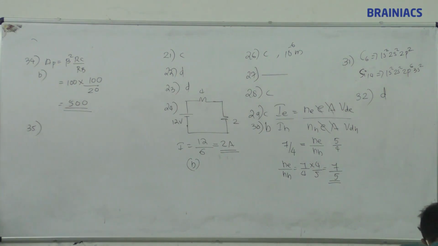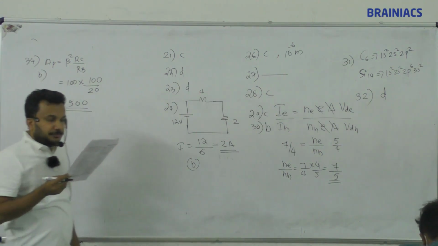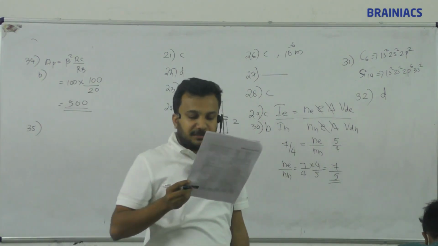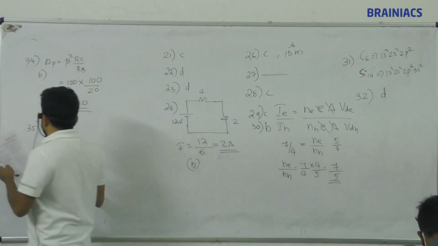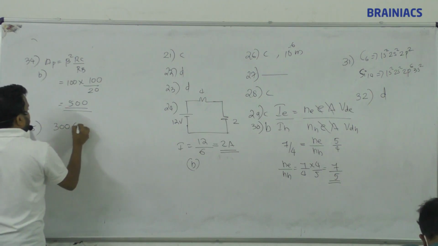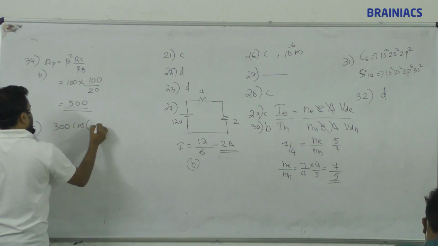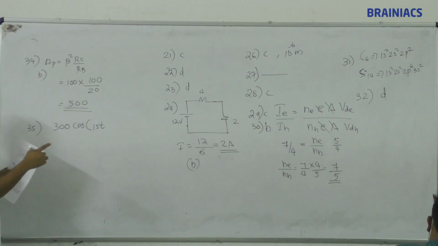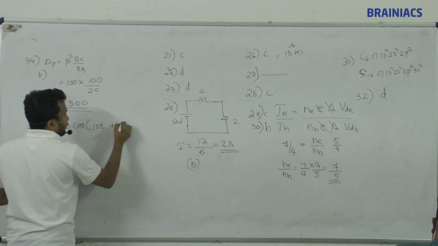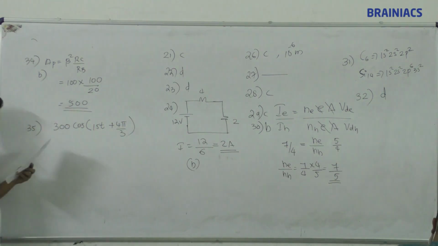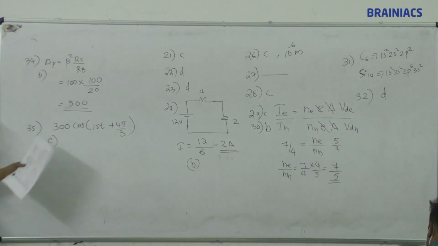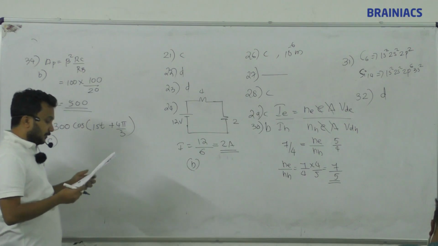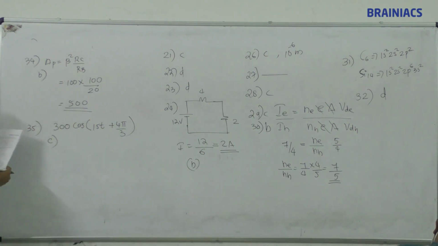35. The input signal is given to a common emitter amplifier having a voltage gain of 150. Vi equals 2 cos of omega t plus pi by 3. The corresponding output signal will be 300 cos of omega t plus pi by 3 plus pi, which is 4 pi by 3. Which option? C. Option C is the right answer. We have just now written this model, so solve it. Okay, then 36.